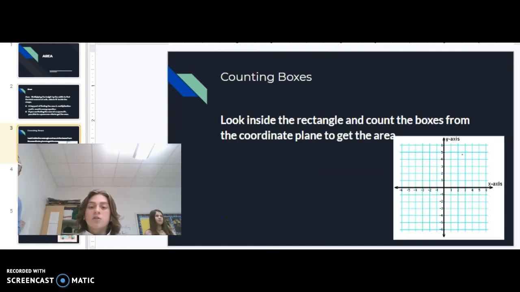Counting boxes. Look inside the rectangle and count the boxes on the coordinate plane to get the area. So 1, 2, 3, 4, 5, 6. So the area would be 6.